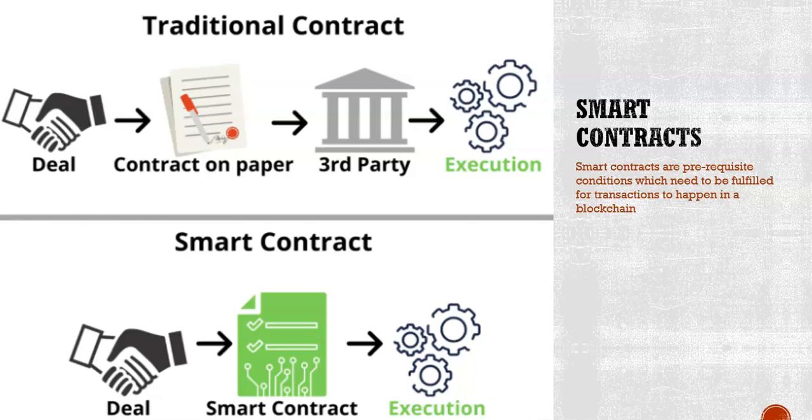So even if any one of the parties is having a problem, they will be working only based on what is written in the contract. They cannot do anything else other than what is written in the contract. This is a traditional contract.